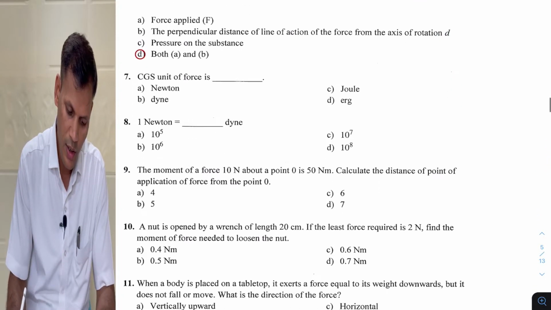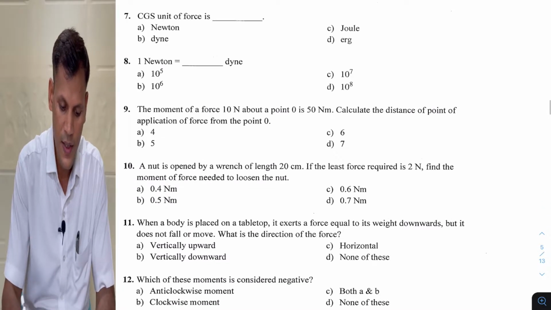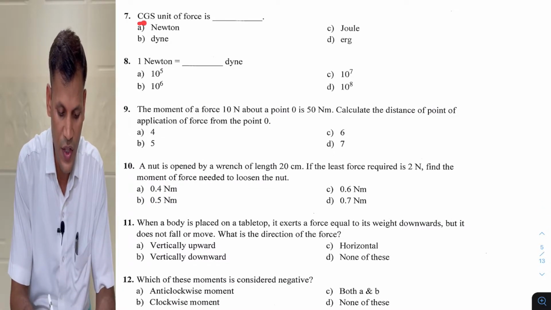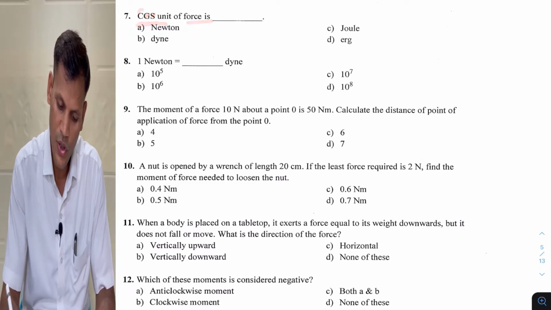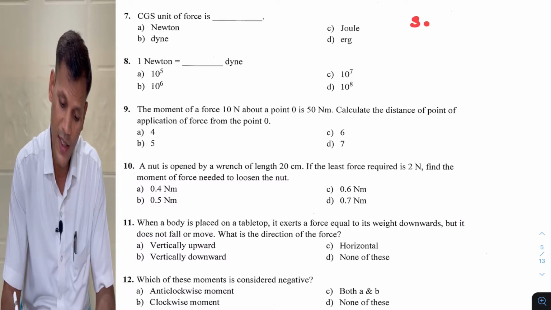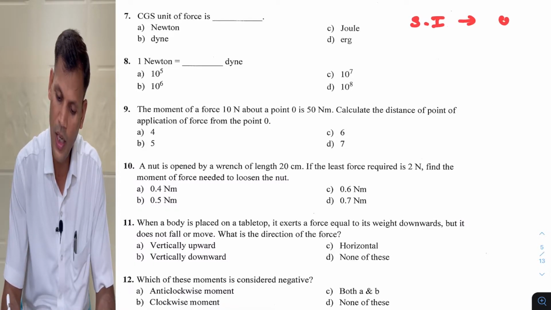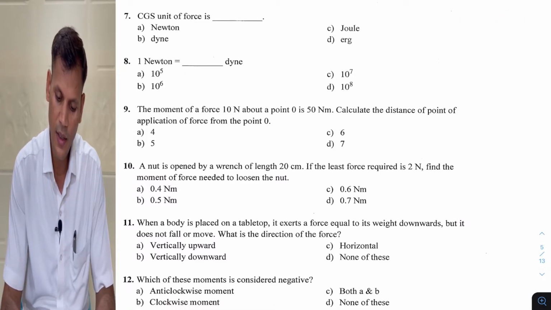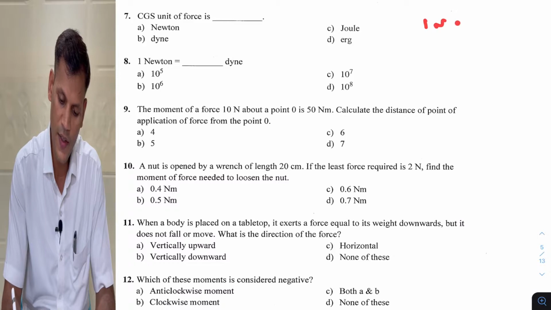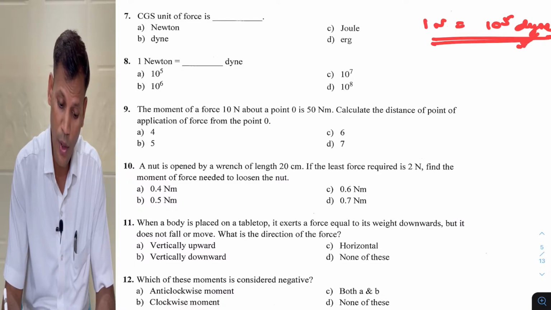Next question, question number 7. CGS unit of force. CGS is centimeter gram second. So we know the SI unit of force is Newton, and the CGS unit is dyne. 1 Newton is equal to 10 raised to 5 dyne. That we know. We have to remember it.